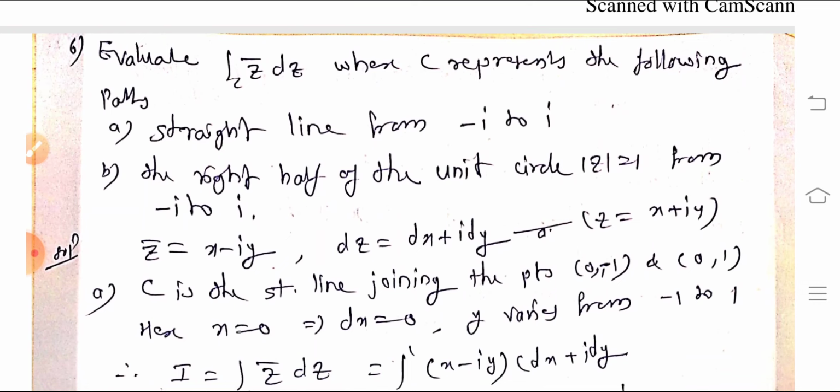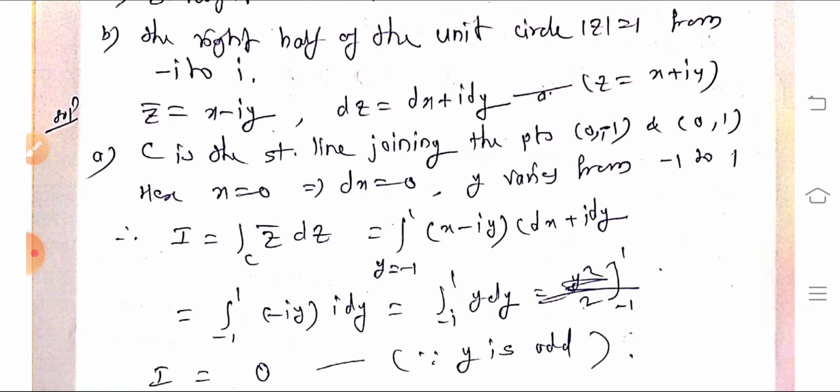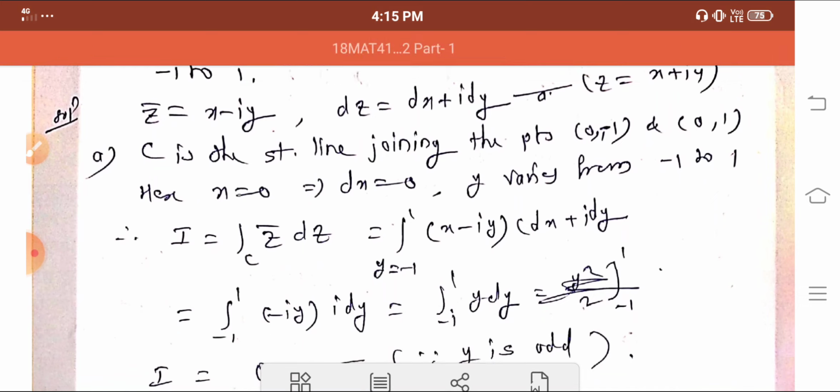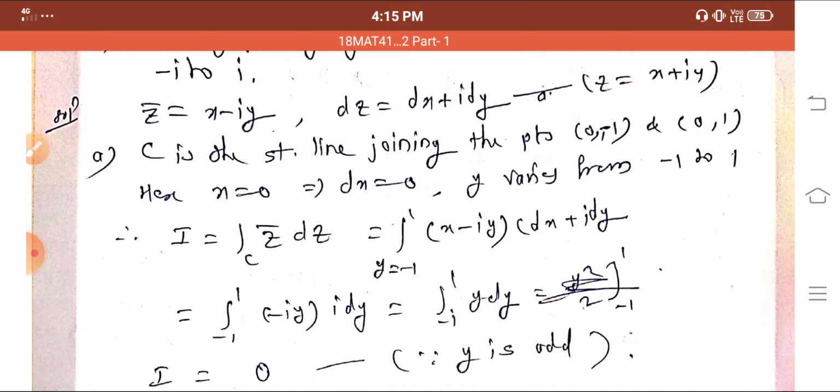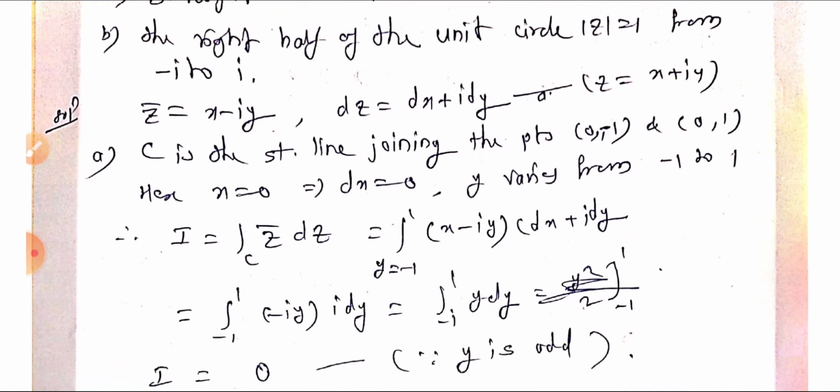Now the first one is a, where C is the straight line joining the points minus i to i, meaning (0,minus 1) and (0,1). Here x equal to 0, so dx equal to 0, therefore y varies from minus 1 to 1. So the integral of z bar dz is the integral from y equal to minus 1 to 1 of (x minus iy)(dx plus i dy). X is 0, so this will be minus iy times i dy. Since i square is minus 1, only the term y dy remains, the integral over minus 1 to 1 of y dy, and this value is 0 because y is an odd function.